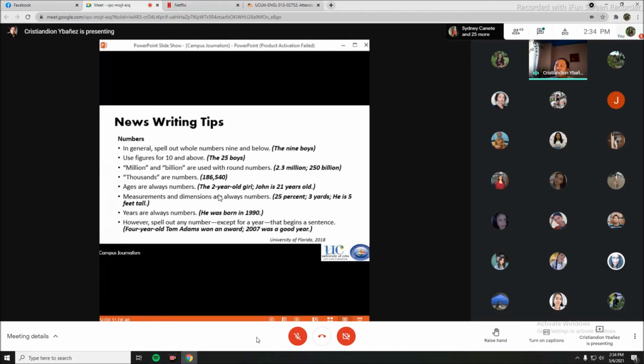Next, if it is a percentage, like 25%, express the figure of the particular percent, and do not use the percent sign. Use the word percent. Use the word meter in full, use the word kilometer, use the word feet in full when you do measurements and dimensions.